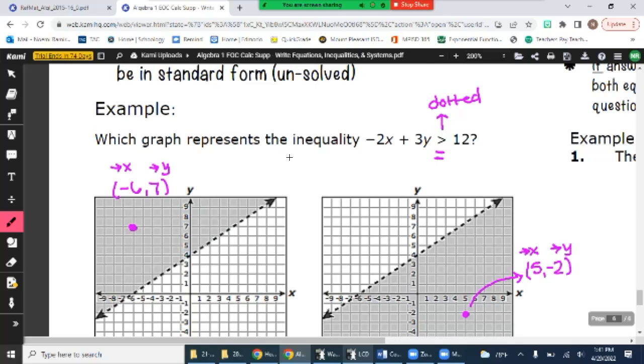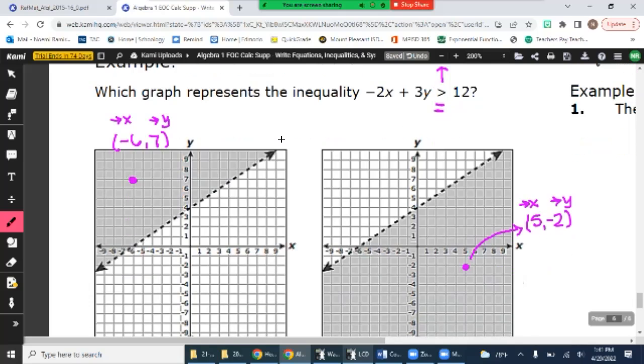So 5, -2. Now, when I actually do test it, the one on the left is going to give me a 1, the one on the right is going to give me a 0. So which one is my correct answer? The one on the left. This is the right answer choice. This one is the wrong answer choice.